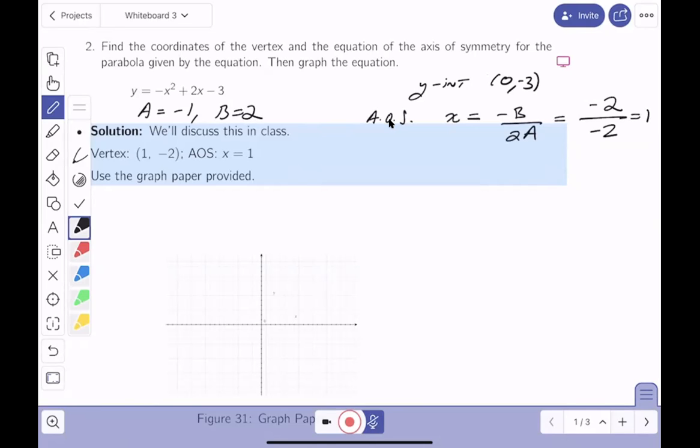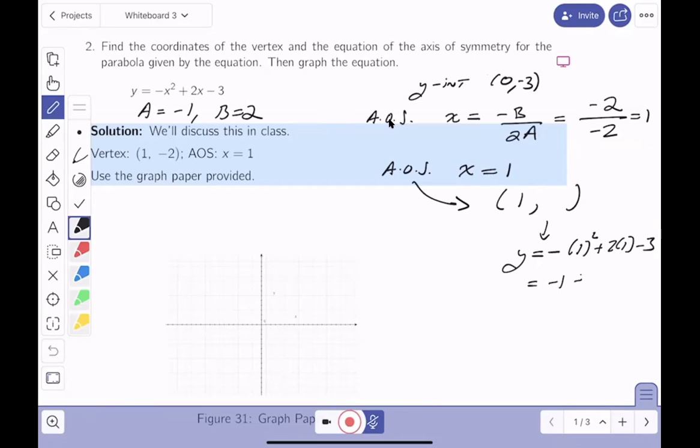What does this give me? So I know the axis of symmetry, I'll write this down for you, is x equals 1. I also know the vertex must be on that line, which means x equals 1. How do I do that? I plug it in. So what's the y going to equal? Y will equal minus 1 squared, plus 2 times 1 minus 3. Let's do the arithmetic. Minus 1 plus 2 minus 3. And what does that give you? Minus 1 plus 2 is 1, minus 3 is minus 2.